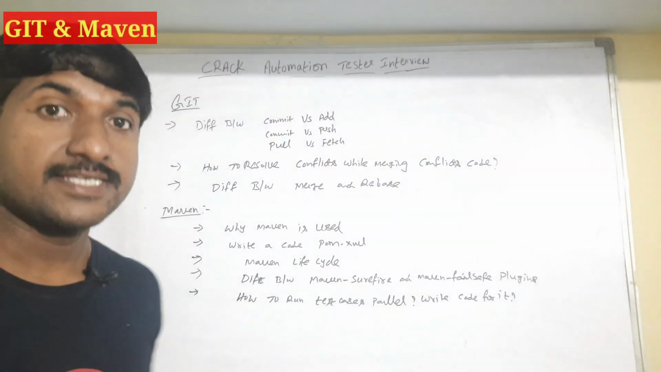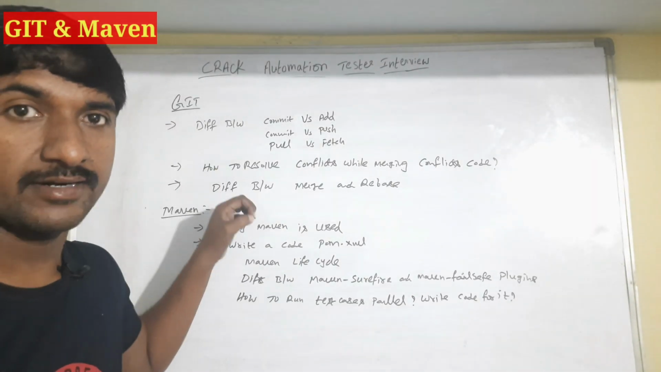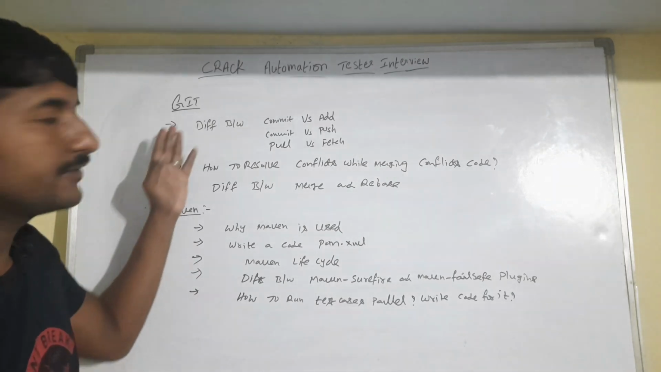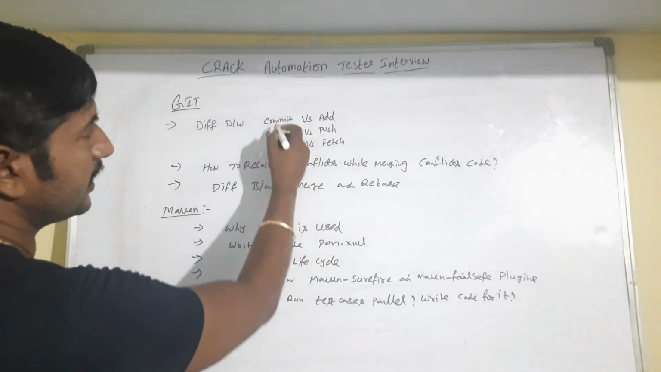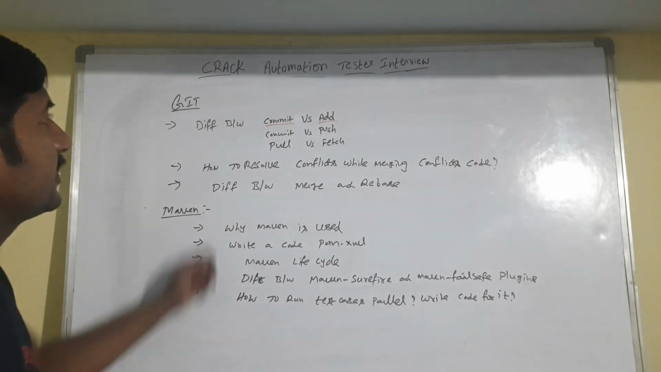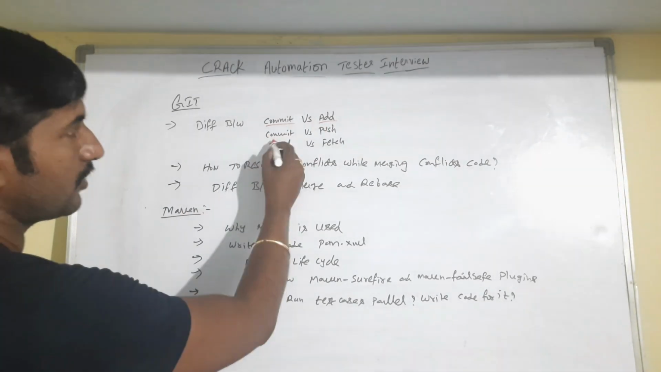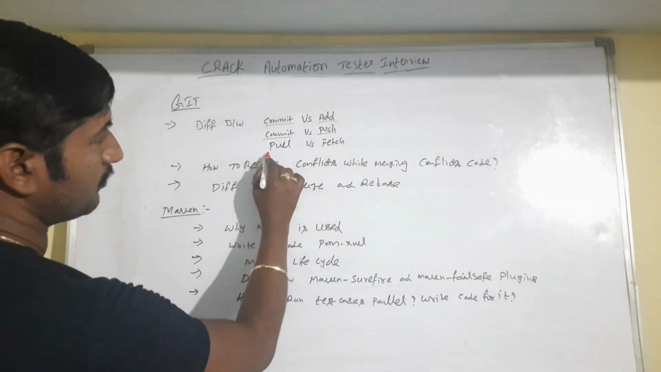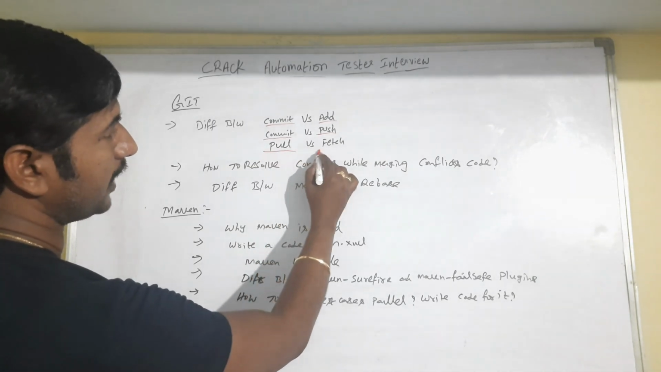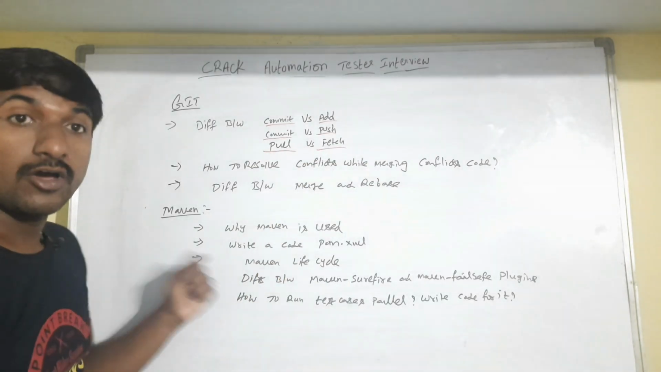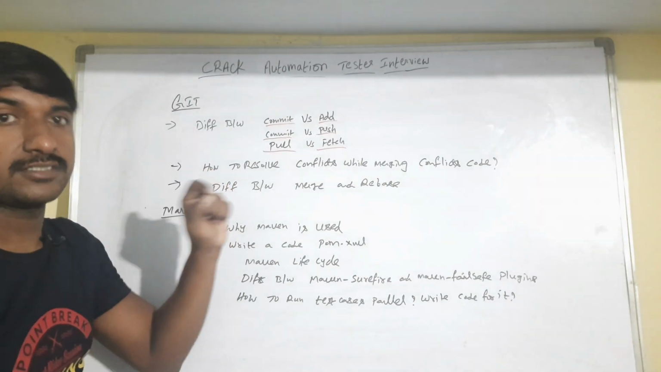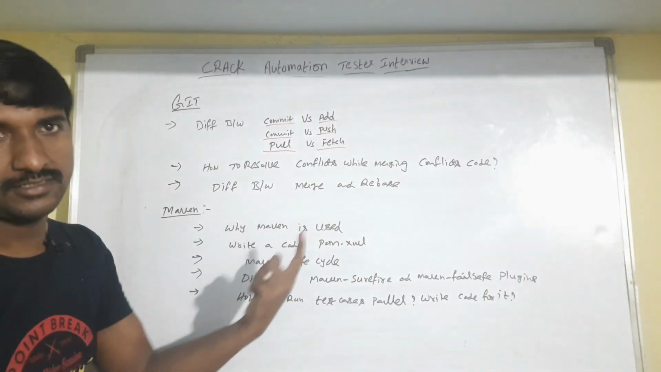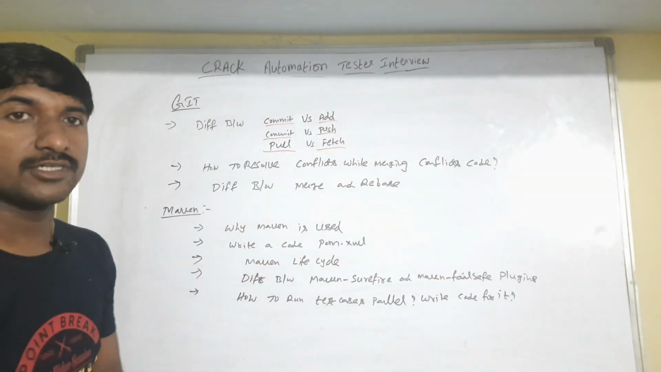Okay, now we'll see some Git related interview questions and Maven related interview questions. So now we'll discuss some Git related interview questions. Can you explain the difference between commit and add? And one more question, can you explain the difference between commit and push? And one more question, can you explain the difference between pull and fetch? Okay, so I have already uploaded the 10 most asked Git interview questions for any automation test engineer or even developers as well. You just check it out on our YouTube channel.